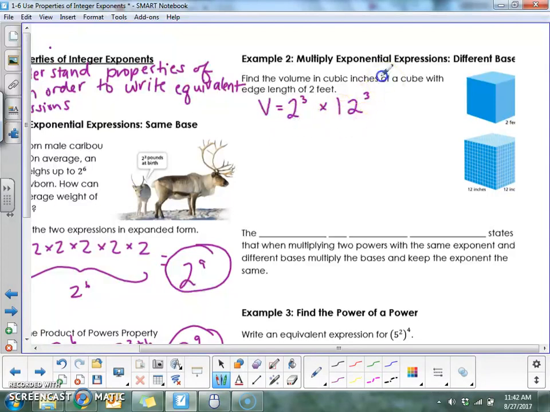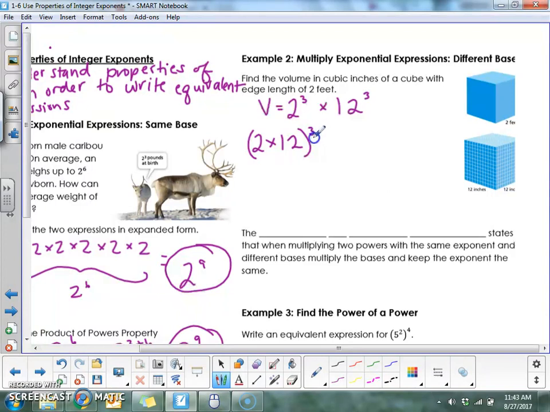So notice we're multiplying exponential expressions that have different bases. The only way you can use this rule is when you have powers that are the same. Okay, so for this one, I can rewrite this as 2 times 12 to the 3rd power, because I'm going to have 3 2's being multiplied together and 3 12's being multiplied together. You can rewrite it as 2 times 12 to the 3rd power.